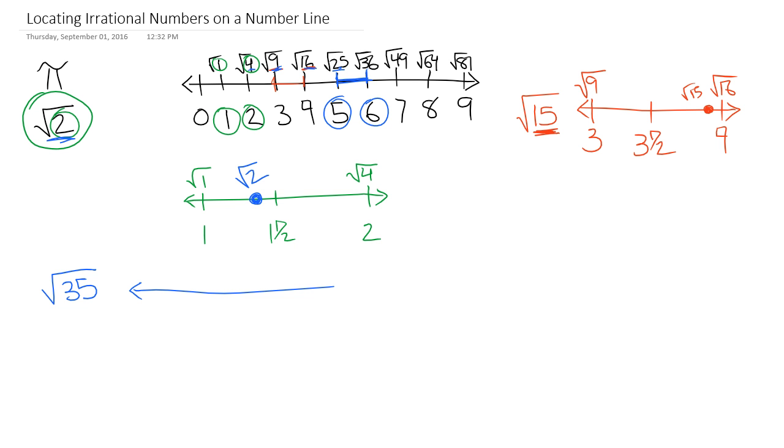So again, I'm going to draw my number line. I'll put 5 over here, 6 over here, because we're just zooming in. We can put 5.5 in the middle too. And then here we'll say the square root of 25, the square root of 36. And again, much like the square root of 15 was, the square root of 35 is really close over here to the square root of 36.